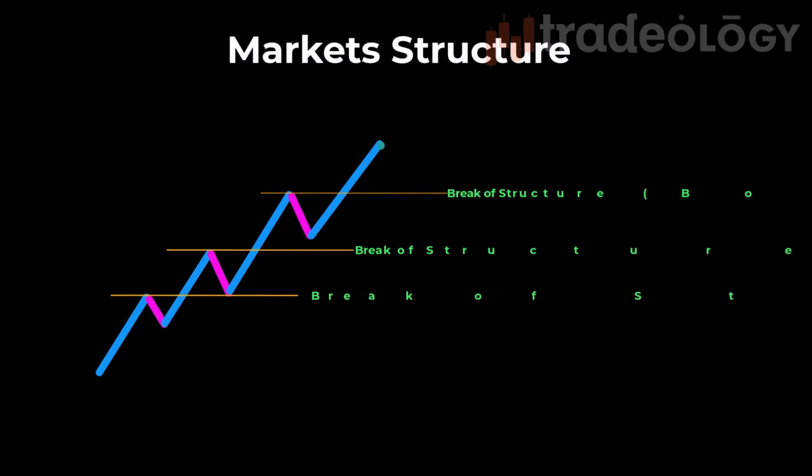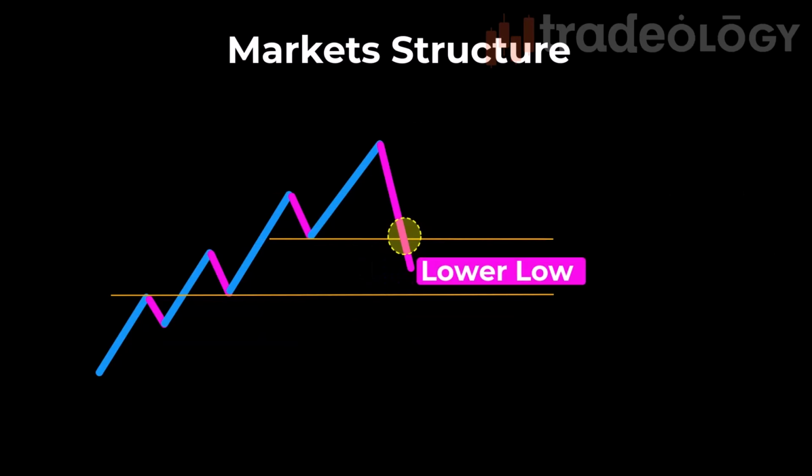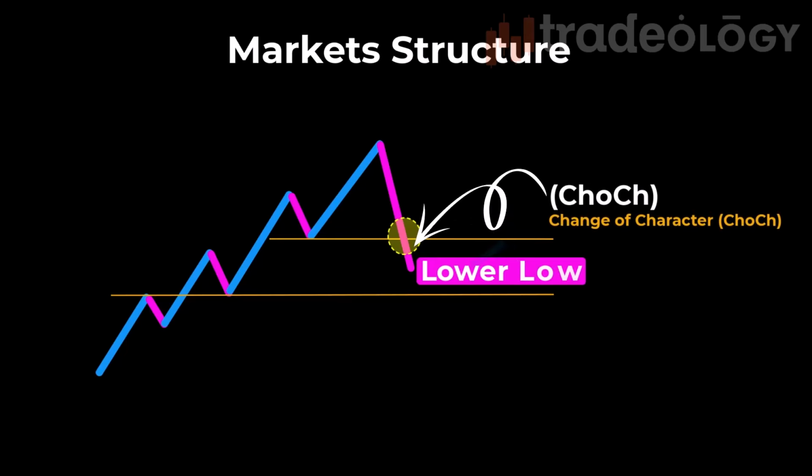That shift happens when price smashes below a previous low and forms a lower low. That's what we call a change of character. The market switching from bullish to bearish. And it works the same way in a downtrend.